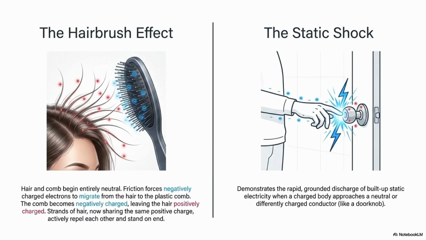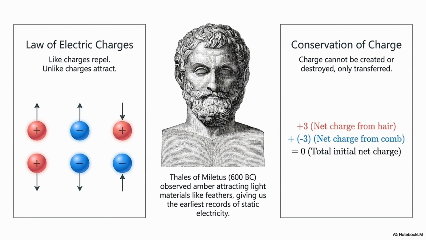That bank transfer concept ties directly into slide three, actually. Looking at this picture of Thales of Miletus. Yeah, the ancient Greeks were on this way early. Thales was observing static electricity back in 600 BC. He was rubbing amber and watching it attract feathers. So humanity noticed this thousands of years before we even knew what an electron was. Oh, absolutely. They didn't know the mechanics, but they knew the rules.